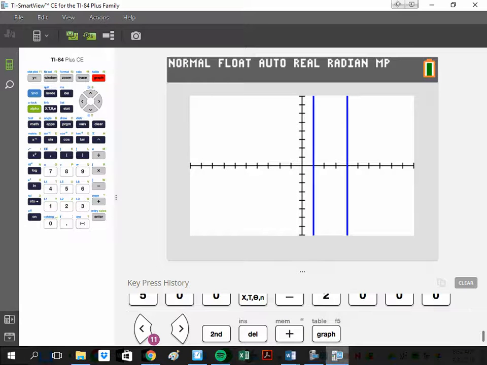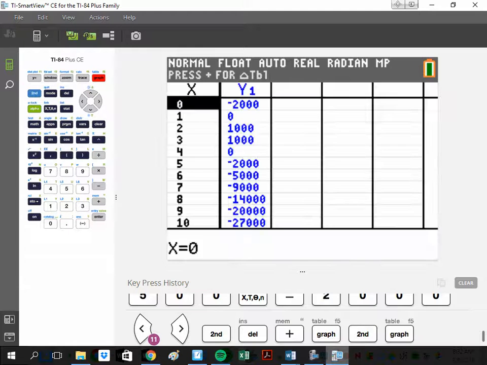Well, that's not very useful. We'll get to changing the window in just a second. What I want to look at is the table of values. So above the graph button, it says table. If you push second, table, here are all the numbers you want. Everything you need is right there. So 0, negative 2000; 1, 0; 2, 1000; 3, 1000; 4, 0; and so on. So go ahead and fill out that chart.